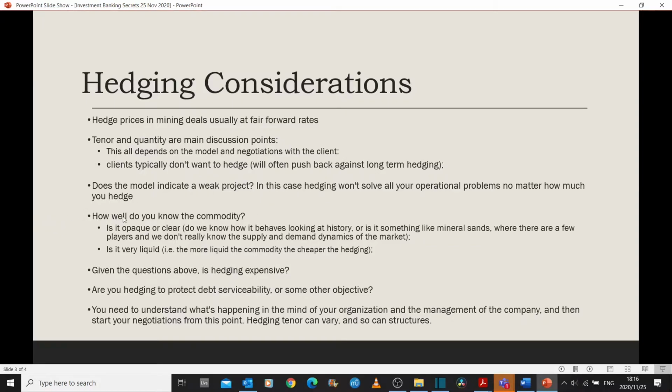The next consideration is how well do you know the commodity? Is it opaque or is it clear?